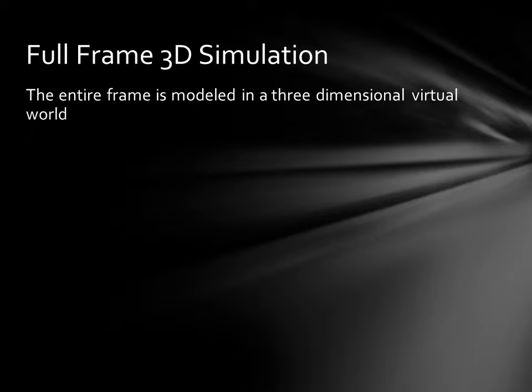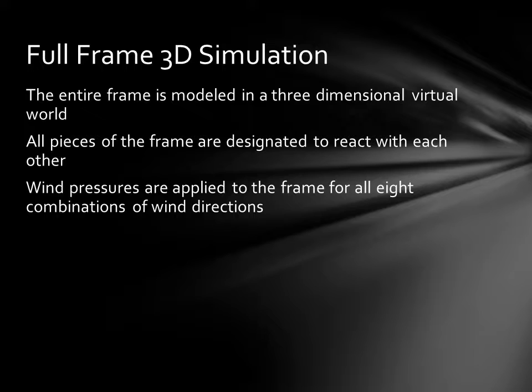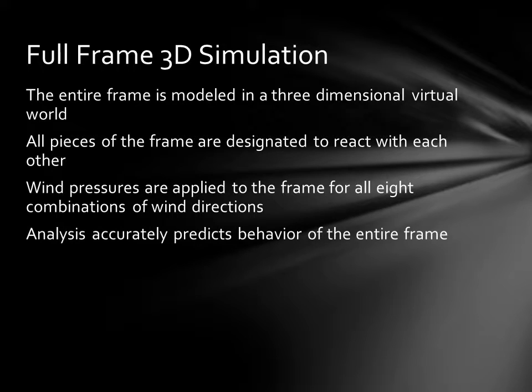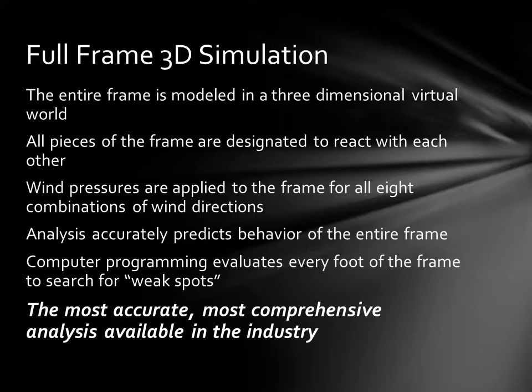The full frame 3D simulation method models the entire frame in a 3-dimensional virtual world. All pieces of the frame are designated to interact with each other, and wind pressures are applied to the entire frame for all 8 combinations of wind directions. The analysis accurately predicts the behavior of the entire frame in hurricane-force winds, and then computer programming evaluates every foot of the entire frame to search for weak spots. This is the most accurate, the most comprehensive analysis available in the industry today.